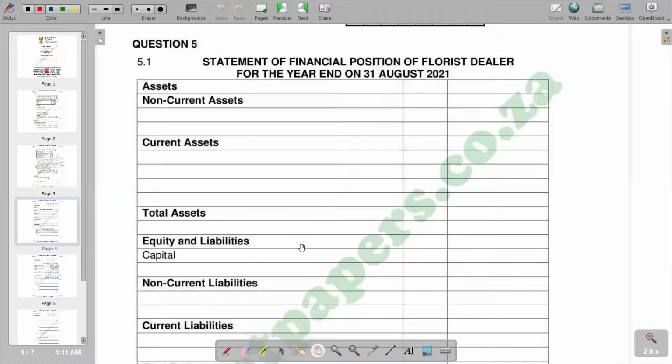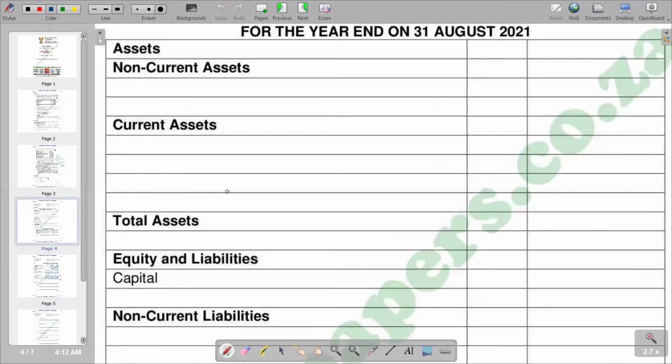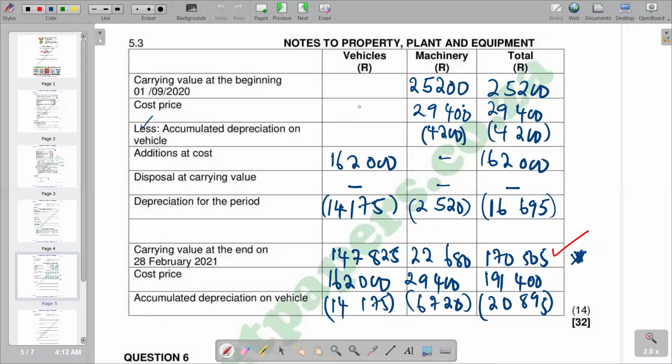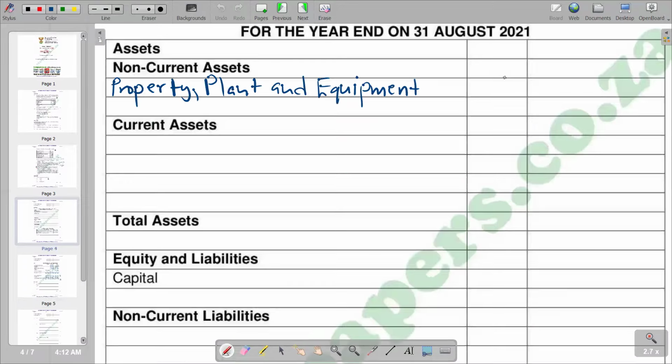So we come in on our statement of financial position under the non-current assets. We are saying property, plant, and equipment. So we can try to create some space. So we are saying property, plant, and equipment. And on this one, which is 170,505. So the number of the note that we are taking from.